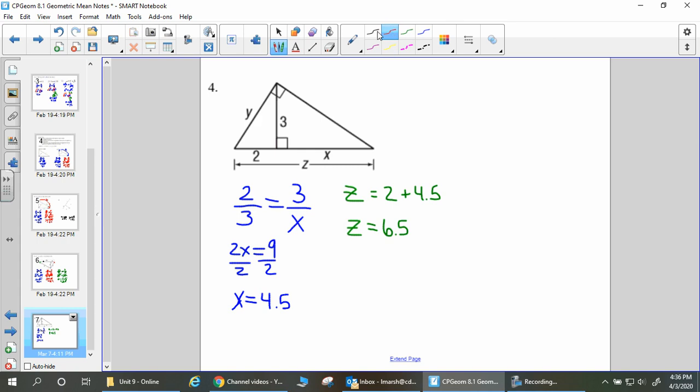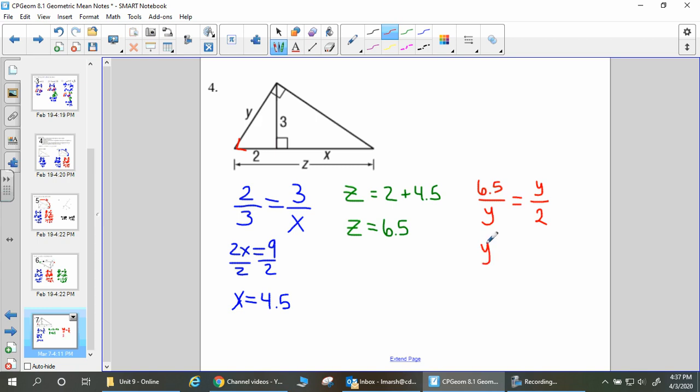What that leaves me now is y. Y is in my traditional spot. I need the whole hypotenuse, which is z, and I'm gonna need the part, which is 2, that it touches. So whole hypotenuse, 6.5, over y equals y over the part that it touches, which was 2.